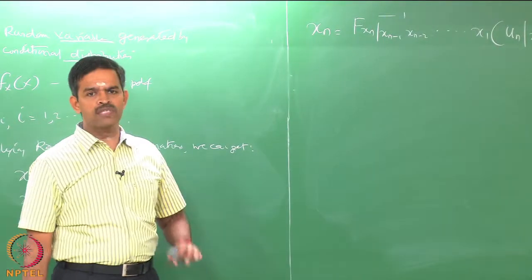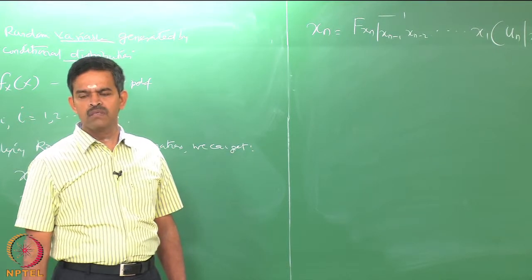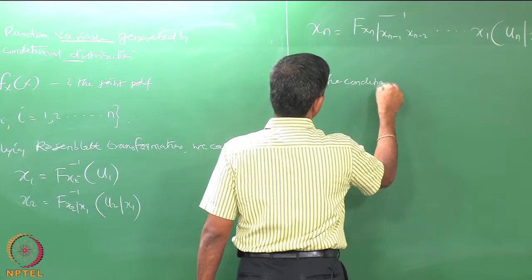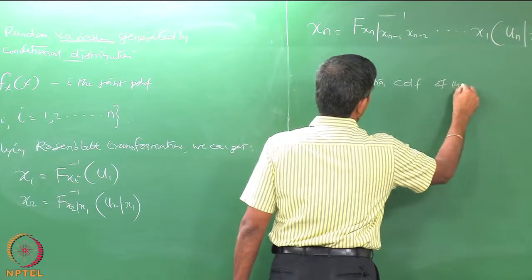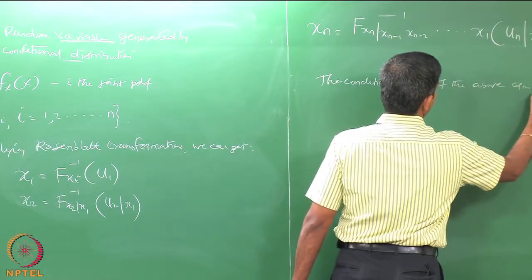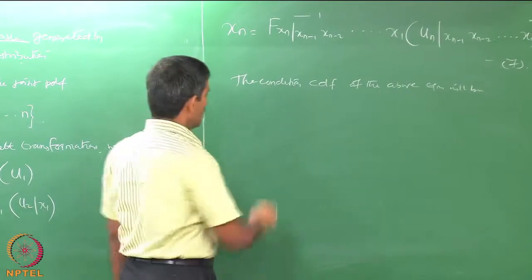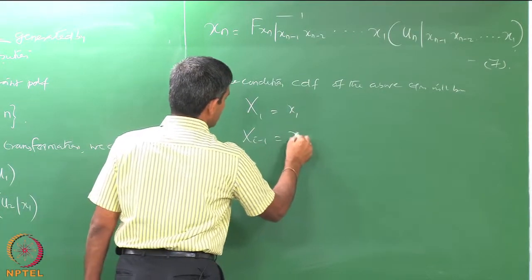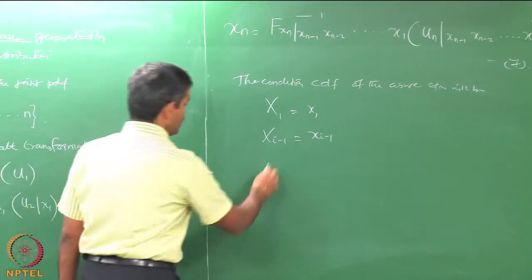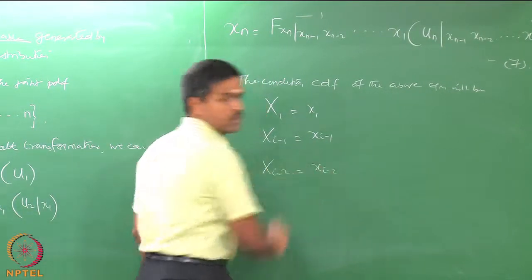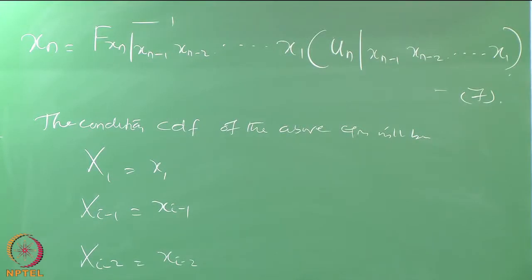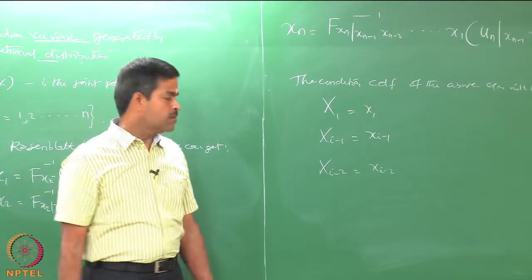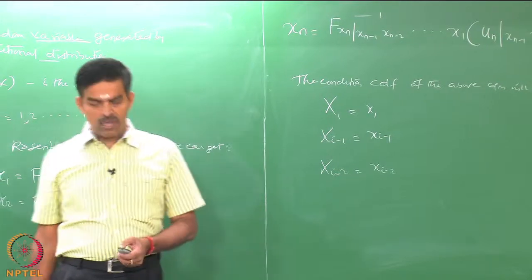The above set of equations will generate conditional CDFs of xi. The conditional CDFs of the above equations will be, let us say, x1 will be x1, xi minus 1 will be xi minus 1, similarly xi minus 2 will be xi minus 2. One can repeat the above procedure for as many outcomes as you want for x, which will be a random set of variables that will be statistically independent and obey a conditional distribution.